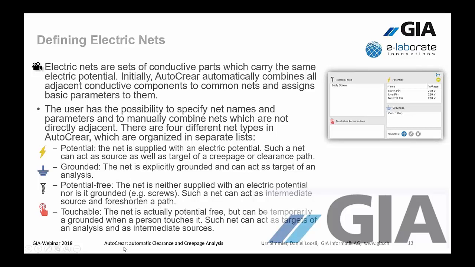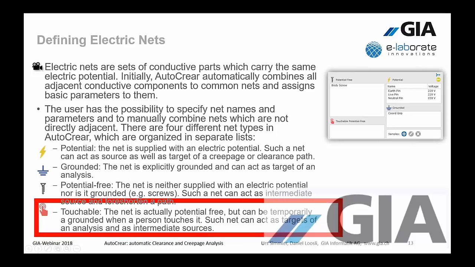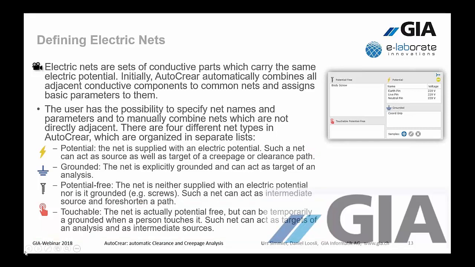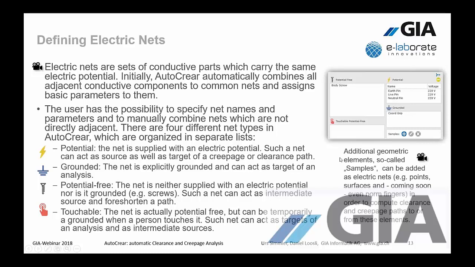And in the end here you have a special component or special net. It's called touchable potential free. Here you can switch between grounded or potential. So it's a special thing. I will show that later in the help environment.